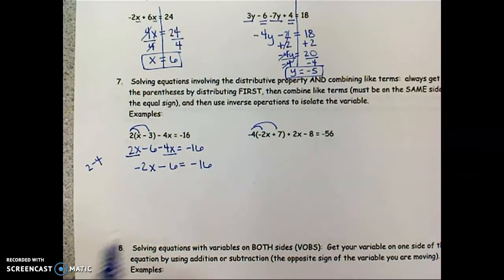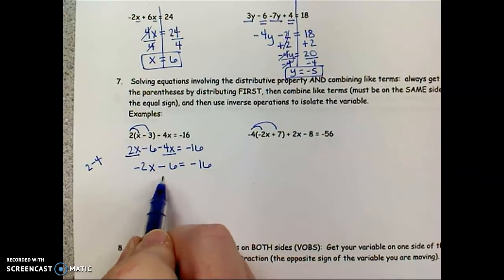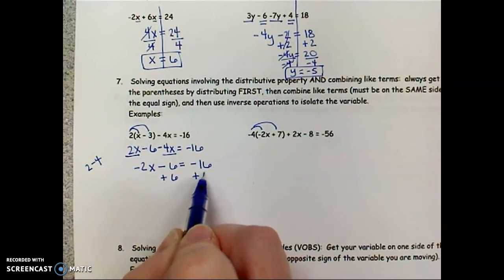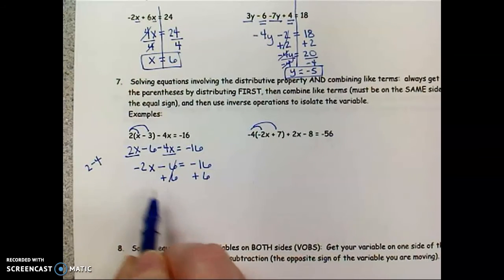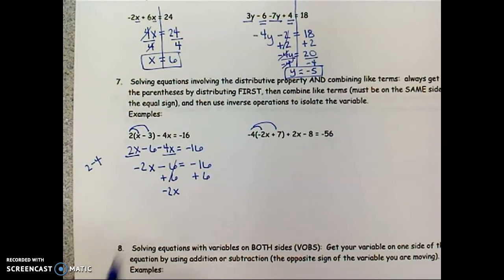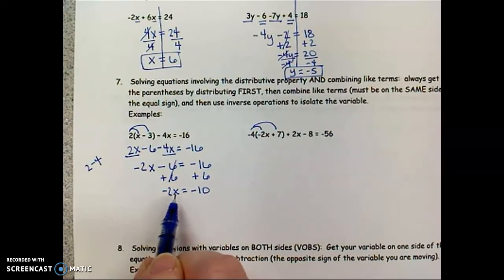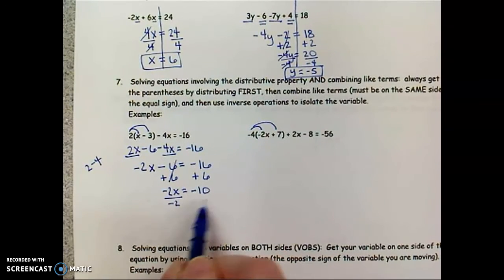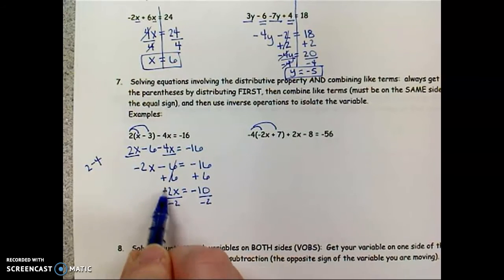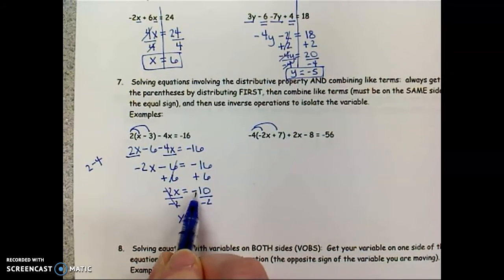Now I have a two-step equation. I'm going to undo the subtraction of 6 by adding 6 to both sides. So now I have negative 2x, don't lose that negative sign, equals negative 16 plus 6 is negative 10. Undo multiplication using division, so I'm going to divide both sides by negative 2. And so x equals negative 10 divided by negative 2 is positive 5.